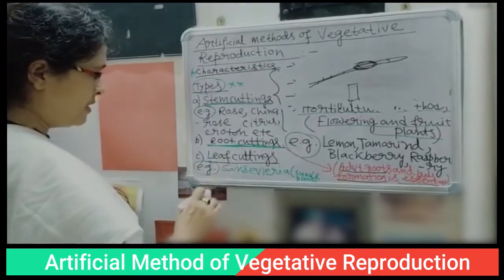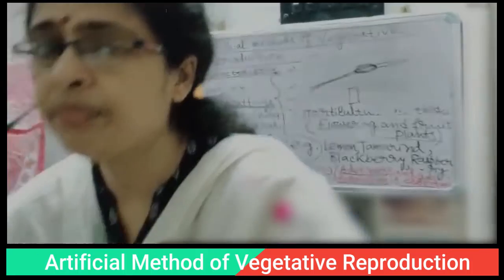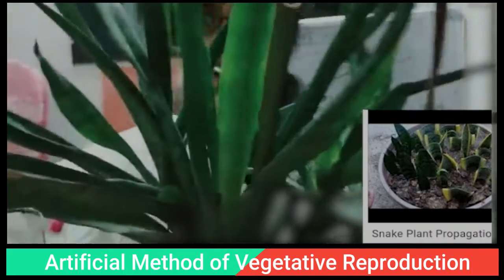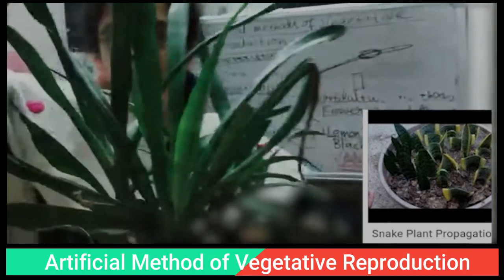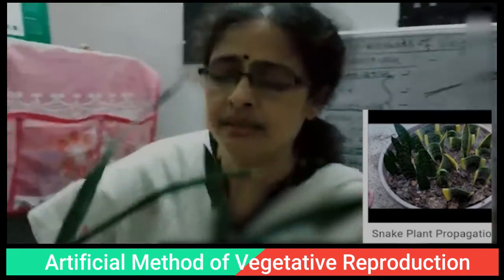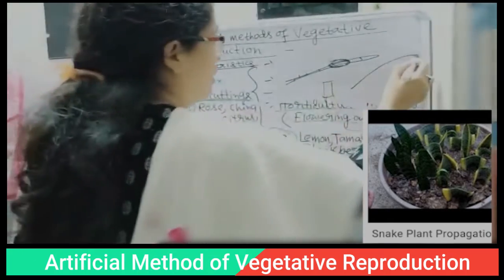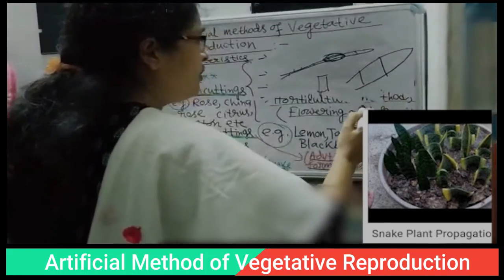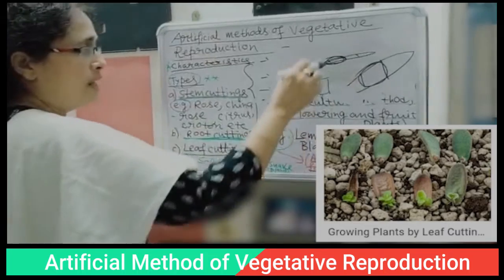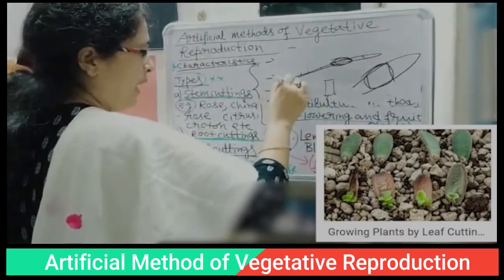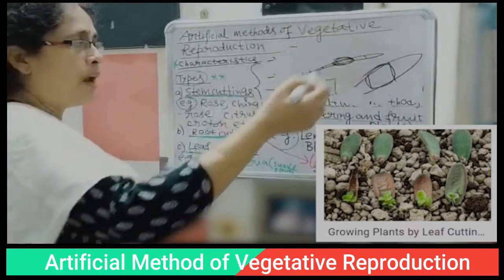Now the last type is leaf cutting. You see a plant, that is snake plant or sansevieria. Now look at its leaf. These leaves are very long, so this is called a snake plant. Now cut that leaf transversely, and each part of that cutting portion is placed horizontally in the soil, and a new plant will grow.